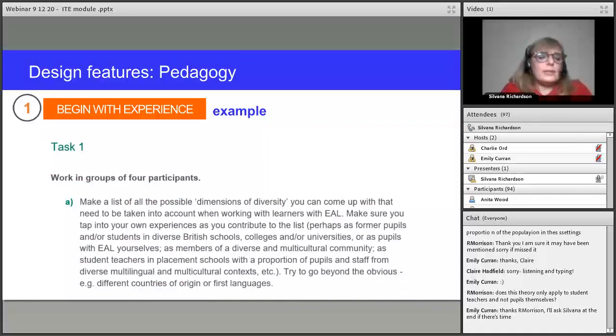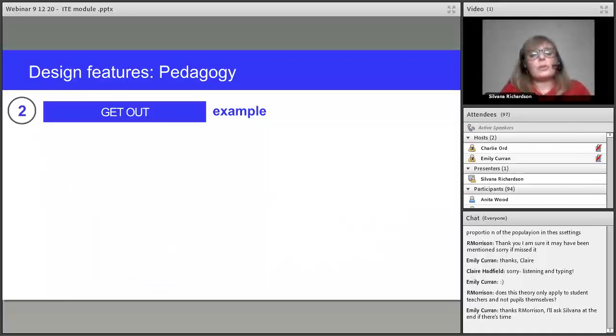Then we ask trainees to work in groups of 4 participants and to make a list of all the possible dimensions of diversity that they can come up with that need to be taken into account when working with learners with EAL. And look here at the explicit appeal to their experience. Make sure you tap into your own experiences as you contribute to the list. And here it explicitly mentions the different dimensions. So perhaps as former pupils or students in diverse British schools or colleges or universities, or as pupils with EAL yourselves, as members of a diverse multicultural community, as student teachers in placement schools, and so on.